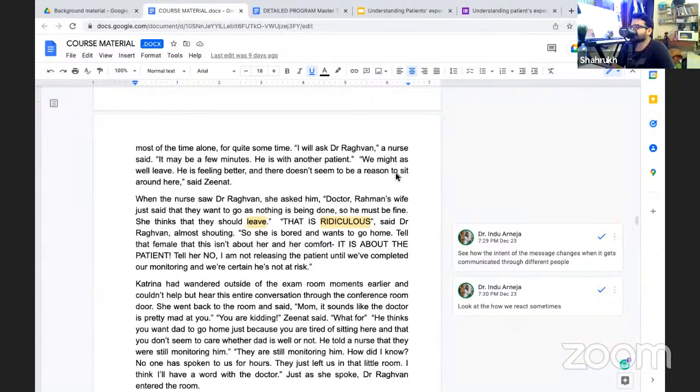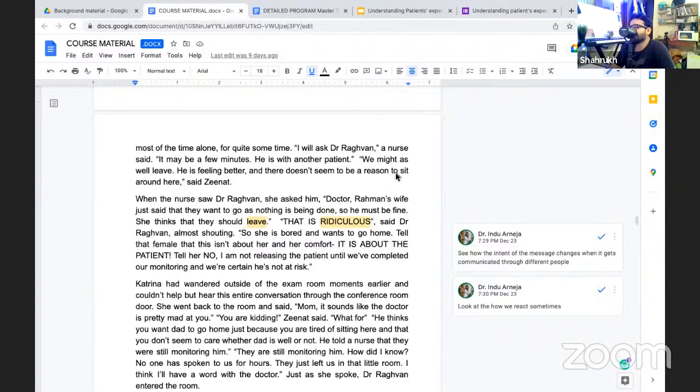"That is ridiculous," said Dr. Raghavan, almost shouting. "So she is bored and wants to go home? Tell that female that this isn't about her and her comfort. It is about the patient. Tell her no. I am not releasing the patient until we have completed our monitoring and we are certain that he is not at risk."